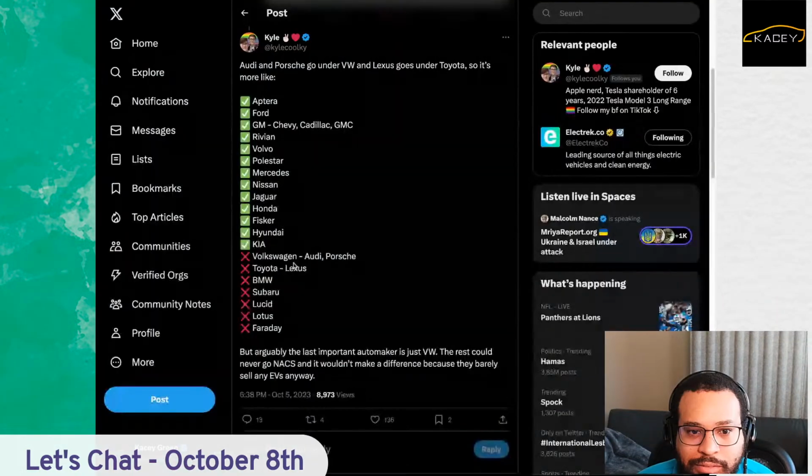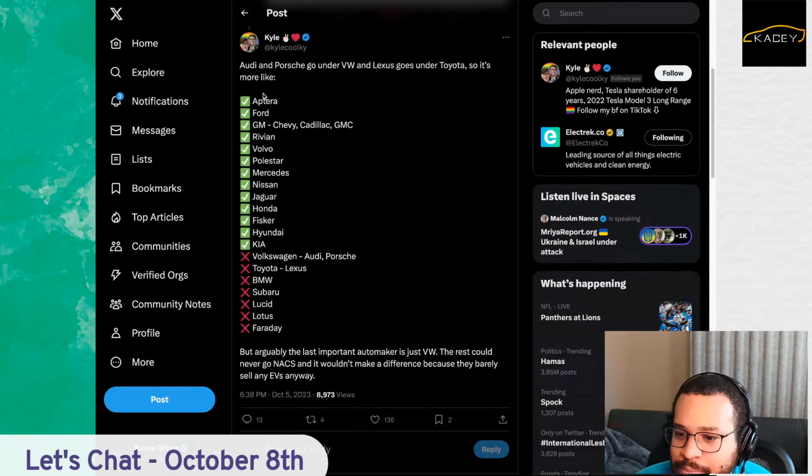All right, so I see you just collapsed them into their groups: GM, Cadillac, GMC. But arguably, the last important automaker is just VW. The rest could go next, and it wouldn't make a difference because they barely sell any EVs anyway. Talking about the Toyota group, I wouldn't say BMW sells a significant number of models. Lucid, Lotus, and Faraday, yeah, they don't matter to this. I mean, it would be nice. Faraday might make it.